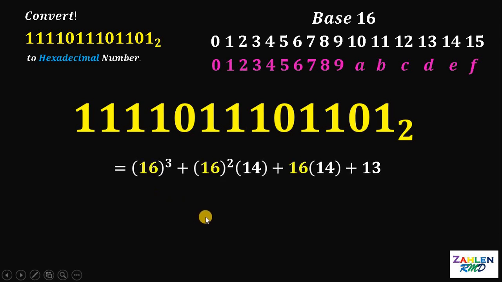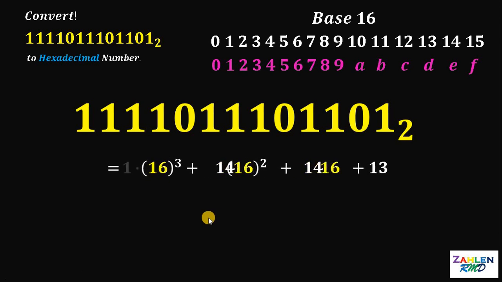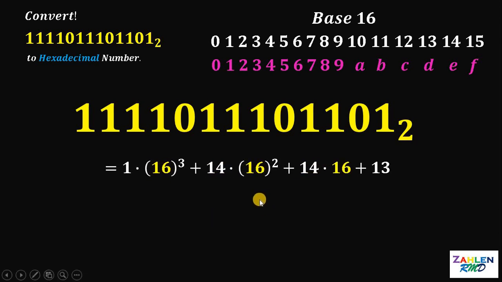Now, let's rewrite this number a little bit. Now, at this point, clearly, this binary number can be written as 1 times 16 cubed plus 14 times 16 squared plus 14 times 16 plus 13. Now, we can rewrite this number as 1. This 14, we know we have E. This 14, another E, and this 13 is D. Therefore, in base 16, this number must be equal to 1EED, and we are done.